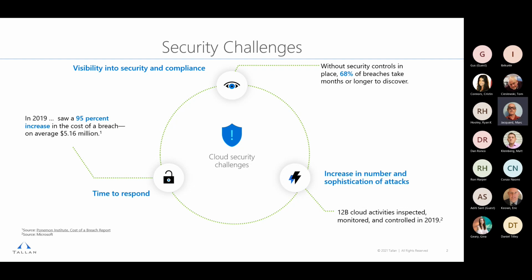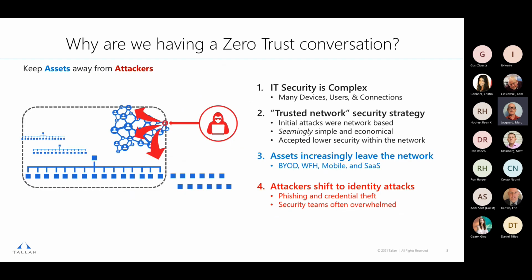I've looked at sophisticated malware, ransomware, all of that, seen all the code. Yeah, it's pretty complex, it's pretty sophisticated, but DDoS isn't. But in 2019, there were 12 billion cloud activities inspected, monitored, and controlled by Microsoft products. That's a lot of incidents that are happening. That's a lot of traffic that's being monitored. But again, it's about visibility. I can monitor everything I want, but if I don't see it, what good does it do me?